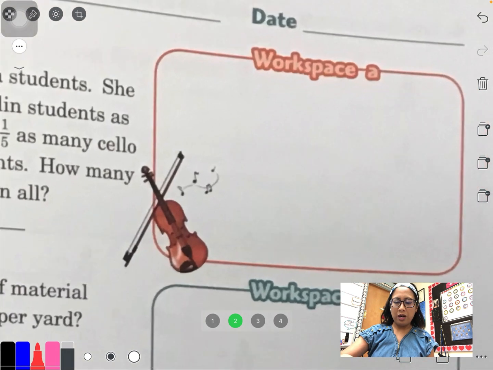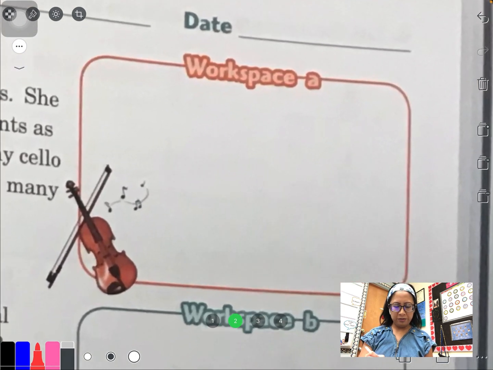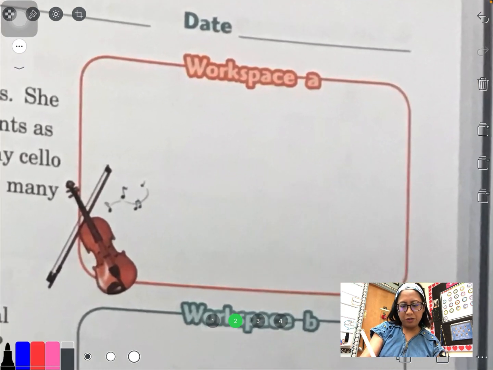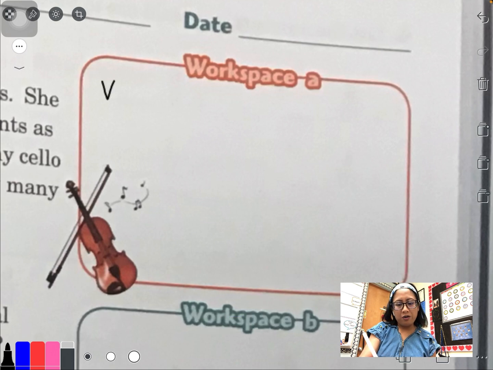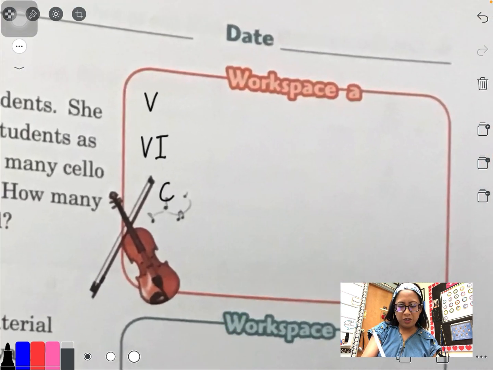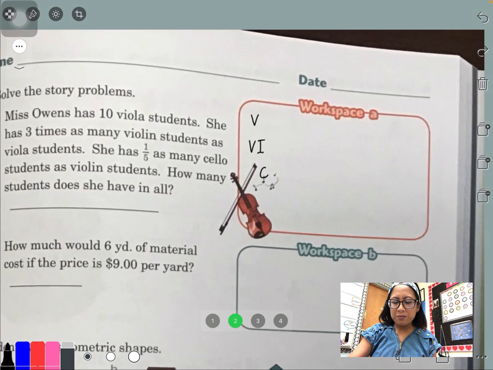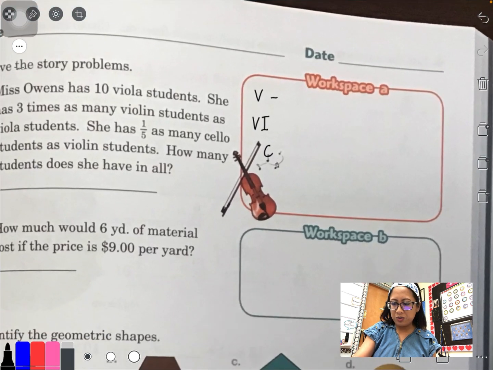Okay, so I've got, let's see, Miss Owens. I'm going to use black. There are viola students. There are violin students, so I'm going to put VI for violin and C for cello. This word here, that's how you pronounce it, cello, not cello. It's Italian. All right, so Miss Owens has 10 viola students. Okay, and you can write that down.